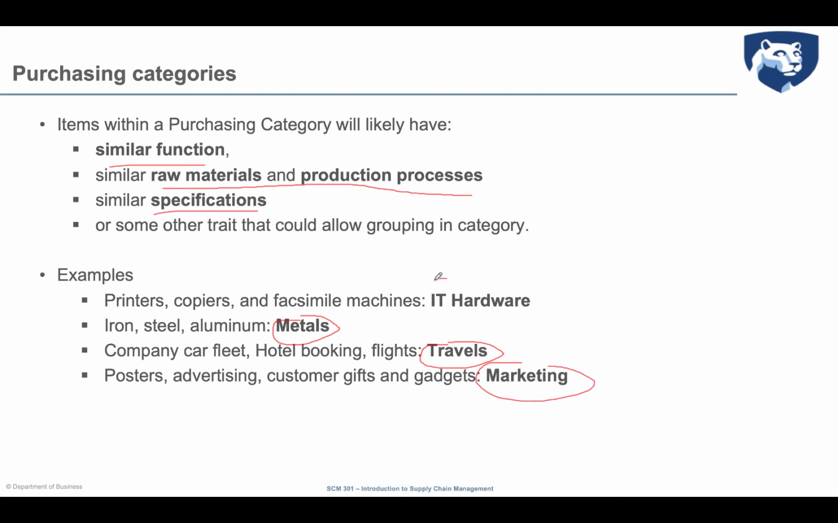Company car fleet, hotel booking, and flights are the category travel, and postal advertising, customer goods, and gadgets are the category marketing. As you can see, these are all categories that from a managerial perspective represent the same thing, because again they are homogeneous from a purchasing perspective. They have similar suppliers, similar sourcing strategies, and they are likely to be the same across the different types of offices that require them.